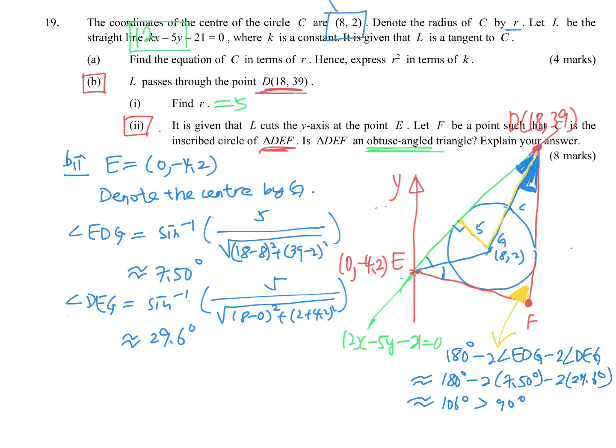So at the end we claim that triangle DEF is obtuse angled.